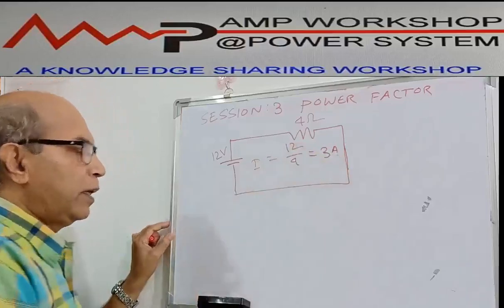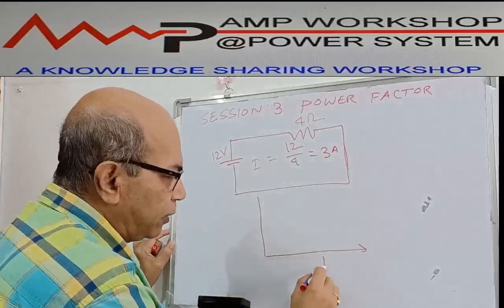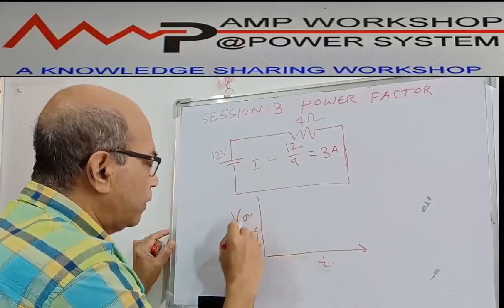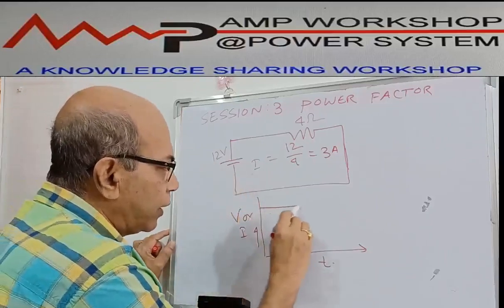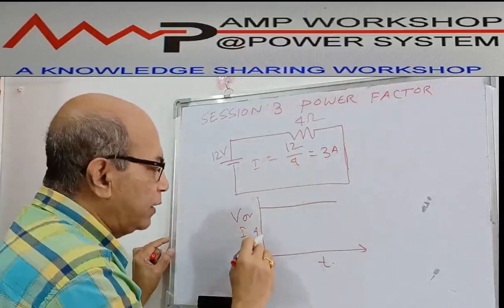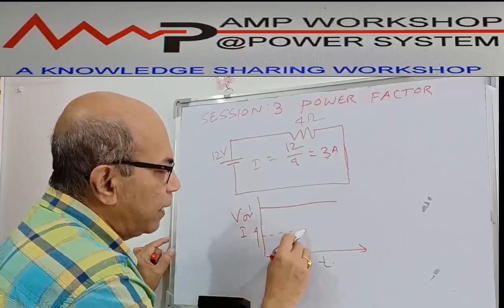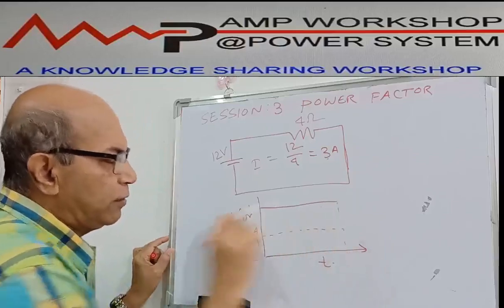Okay, now if we plot this, how is it? Suppose this is time, proceeding this way, and this way is voltage or current. Suppose the voltage is 12 volt, constant over time. Now during this time, what is the current? The current is 3 ampere. So as long as the voltage is constant, the current is also constant.